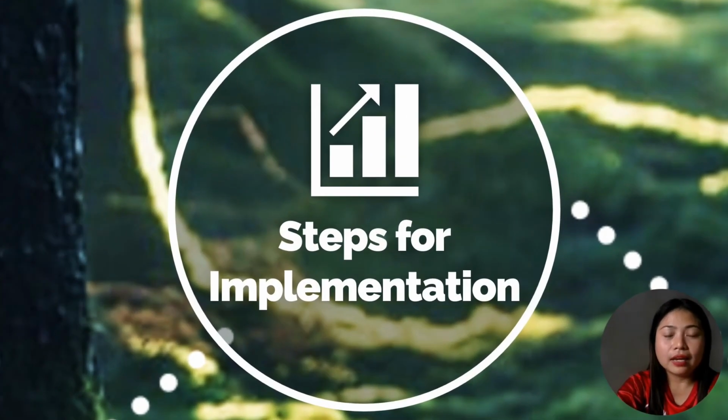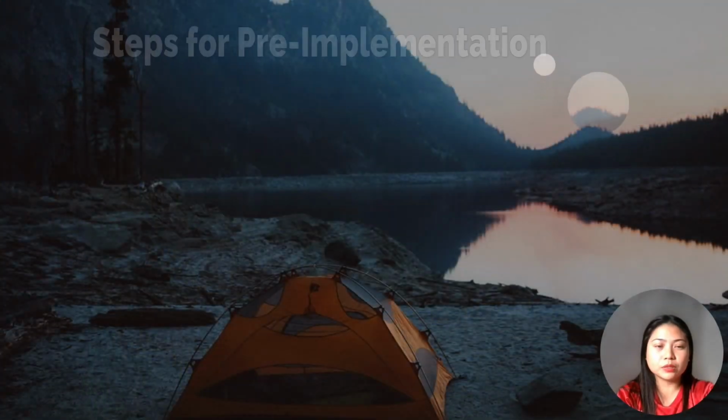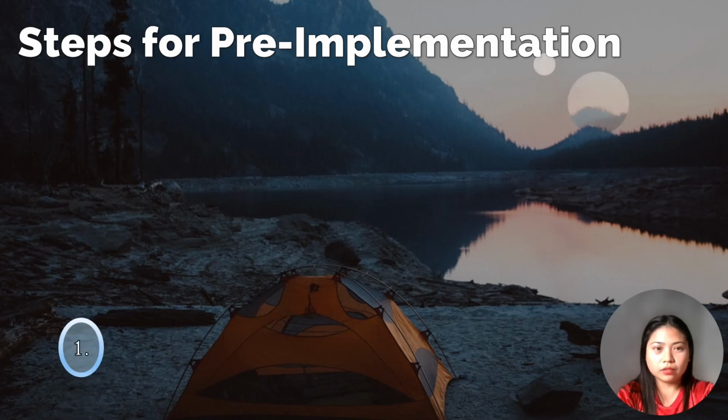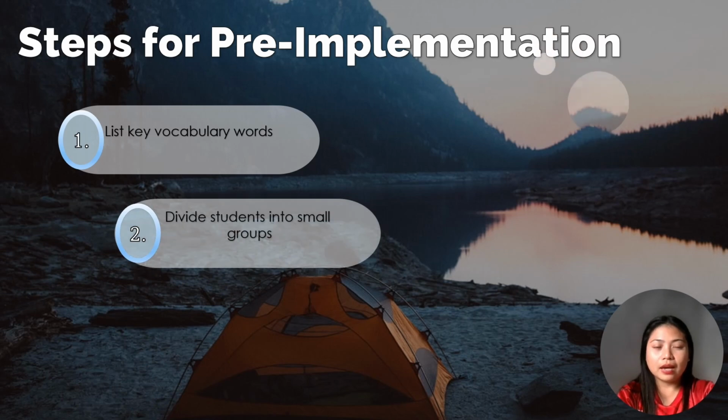Okay, now let's look at the steps involved in the pre-implementation phase. Here are the steps for pre-implementation. The first one is list key vocabulary words. The second one is divide the students into small groups.